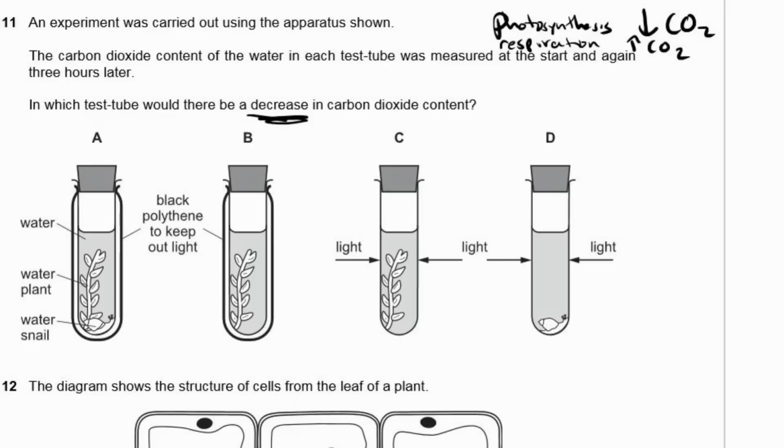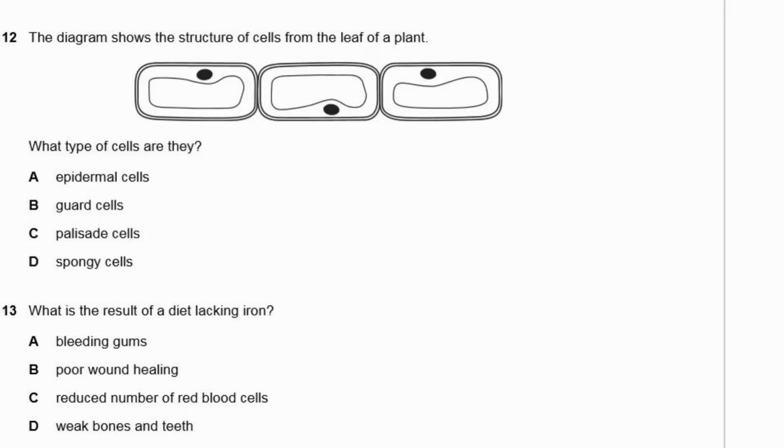Photosynthesis happens with light, photo meaning light. So it's certainly not going to be the ones where there's black polythene to keep out light. So it's not going to be A or B. Now, which is going to be doing the photosynthesis? Is it going to be the plant or the snail? Well, both of them do respiration, but the plant is the only one that does photosynthesis, so the answer is C.